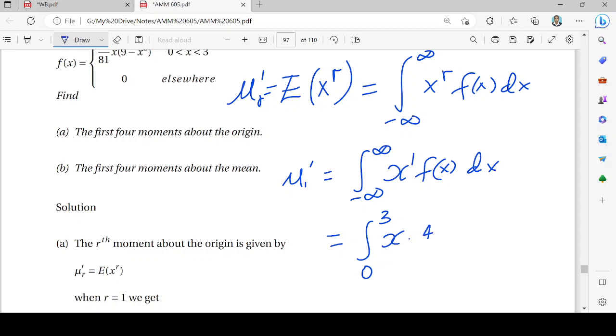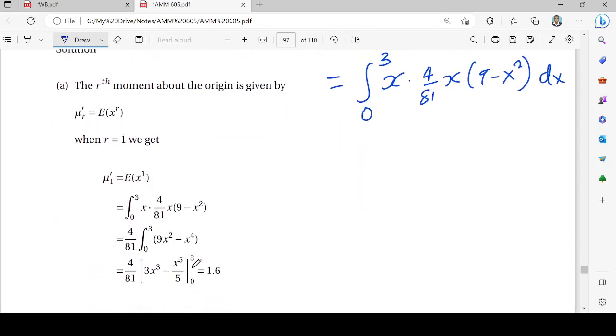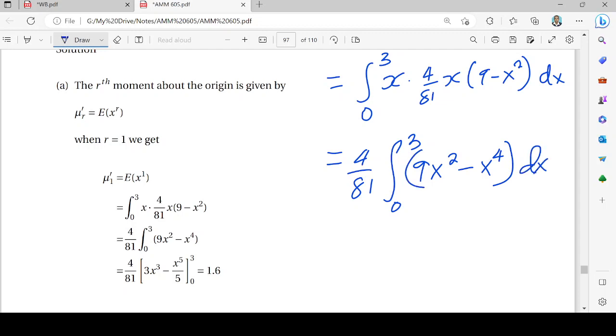Then we have x times 4 over 81 x into 9 minus x squared. And we integrate with respect to x. So this will be the mean of that distribution. So this will be the mean we work out. And first we can write 4 over 81. Sorry, we have the integral from 0 to 3. So we multiply out here x times 9, that is 9x squared. Then x times minus x squared will give us minus x raised to the power of 4 dx.